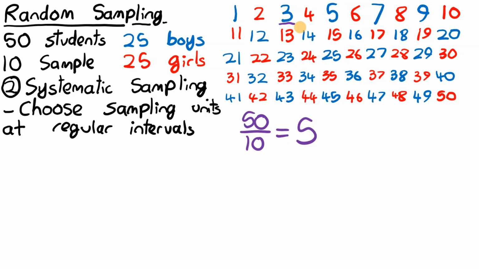Then we're going to pick every 5th student after this. So we're going to start with 3, and then we're going to pick 8, and then 13, and then 18, and then 23, and then 28, and then 33, then 38, and then 43, and then 48, and this is going to be our sample of 10.